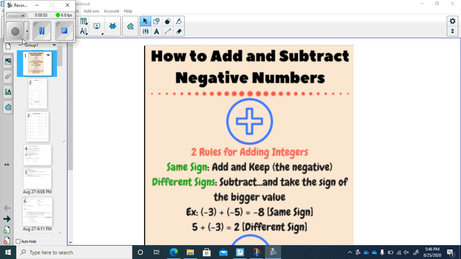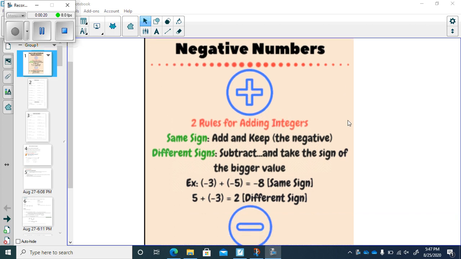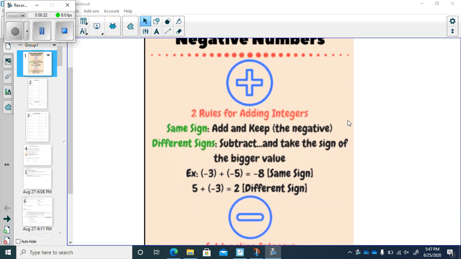Before we actually start Module 1, our first things in 8th grade math, we need to review. We need to review how to add and subtract negative and positive numbers. So let's talk about this. The rules for adding integers. Let's make sure we know the rules.